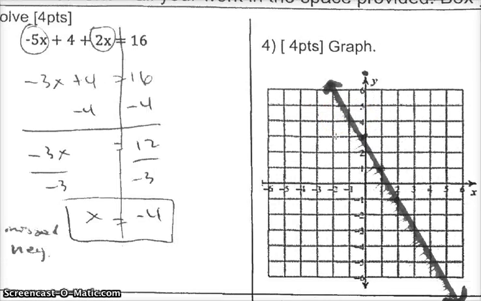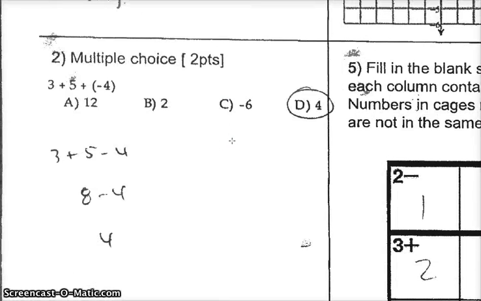Let's go down. Question number 2, multiple choice, which means all you have to do is circle it. I have 3 plus 5 plus a negative 4. Anytime you have two math operations like this, it has to be reconciled or fixed. So in this case, when you add a minus 4, it's the same thing as subtracting 4.